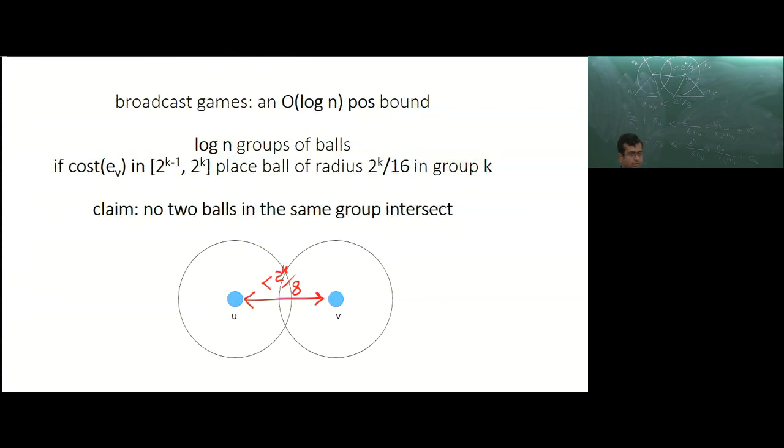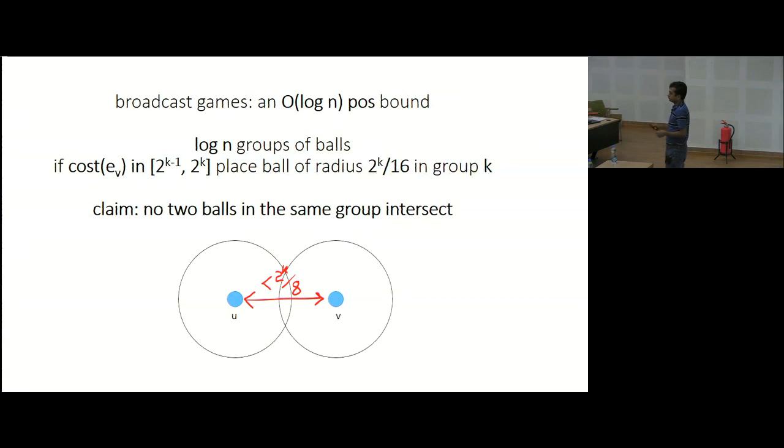I have shown that you take these two balls, and if you draw these balls using the technique that we showed here, then these balls will not intersect, and then you can rely on the dual fitting framework to obtain a bound of log n.